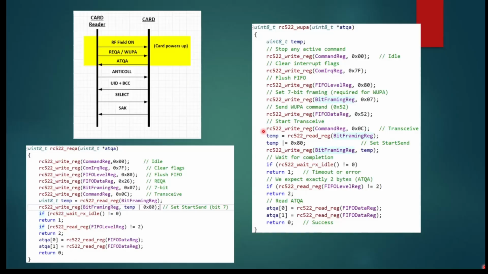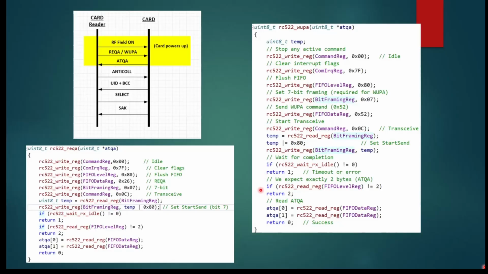Next, we transmit the data by sending the transceiver command, and then we get our bit framing register and modify our bit to start the transmission. Now at this point, this is exactly the same as we did before, except that we send the hex 52 message as opposed to the hex 26. Next, we wait, and if the system did not go to idle, then it's still waiting, so something went wrong.